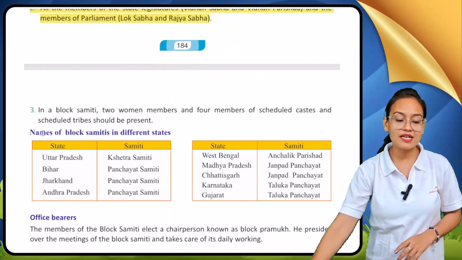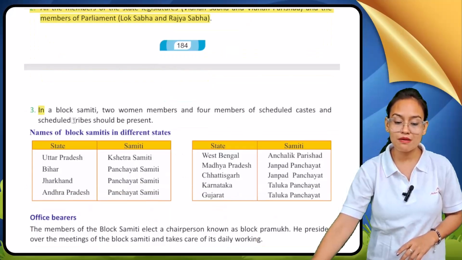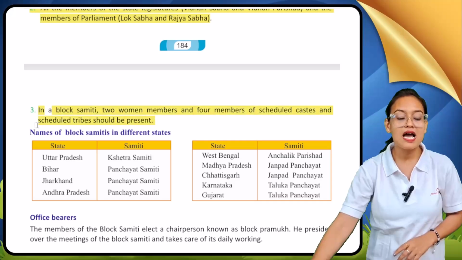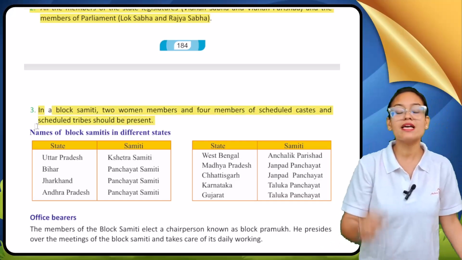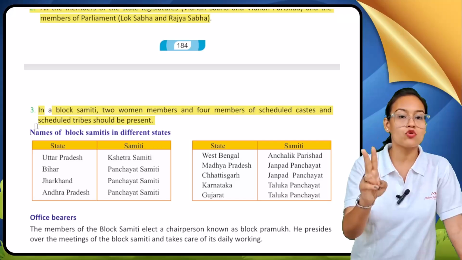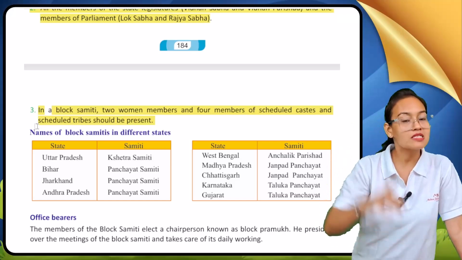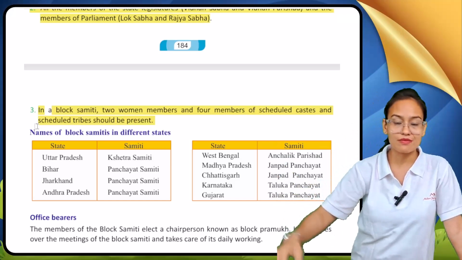In the block samiti, you can also see that it is mandatory to have at least 2 women members and 4 members each from the scheduled caste and scheduled tribe.